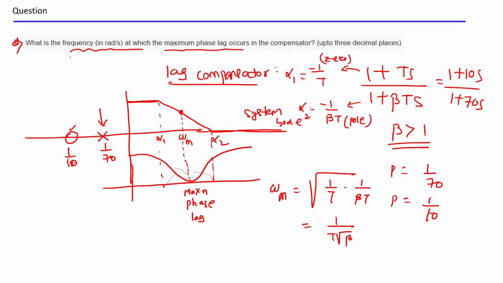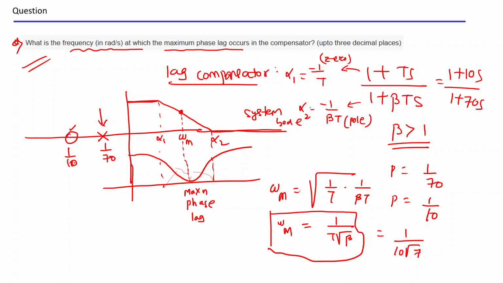The question is asking what frequency the maximum phase lag occurs at in the compensator. This is the formula you have to use: omega m equals 1 by T root beta. You know the value of T and you know the value of beta. Beta is 7, T is 10. So put in the values, 1 by 10 into root 7, and you will get the omega m value. This omega m is the frequency at which the maximum phase lag will occur. The same thing applies for the lead compensator.